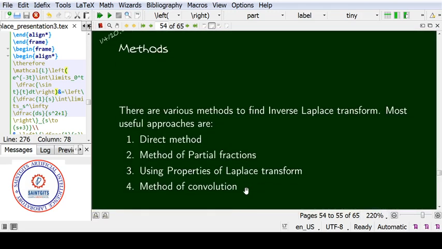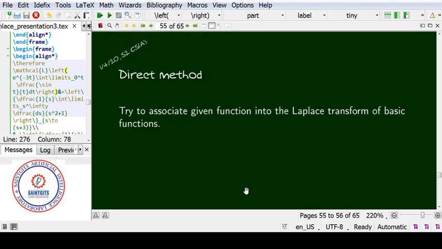The last method is called the method of convolution. That is a very important operation in the engineering area: how to take convolution of two functions, and this convolution leads to inverse Laplace transform. As a first step, we are going to do some problems related to direct methods. Here we try to associate a given function in s with a basic Laplace transform function. We are already familiar with the Laplace transform of sin at, cos at, etc. We have an expression in s, and we try to connect it to our previous results.